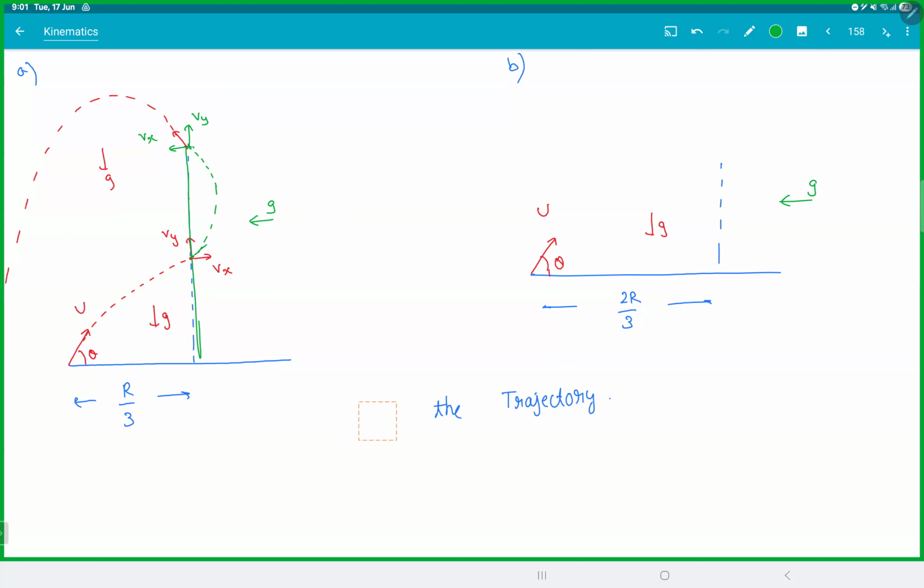What will be B's trajectory? Assume there is no ground, okay? Assume there is no ground. Then how will B's trajectory look like? That would be the shape of the path.